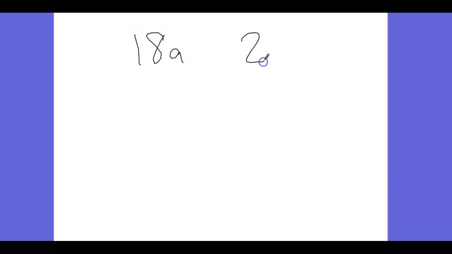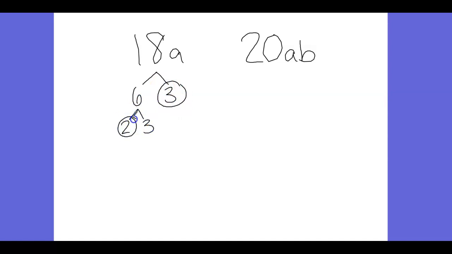Okay. If I did another example, like 18a and 20ab, what can I break 18 into? 6 and 3. 3 is prime. What can I break 6 into? 2 and 3. Those are both prime. So if I wrote out the prime factorization, it would be 2 times 3 times 3 times a. Good. And if I broke down 20, I could break it into 2.